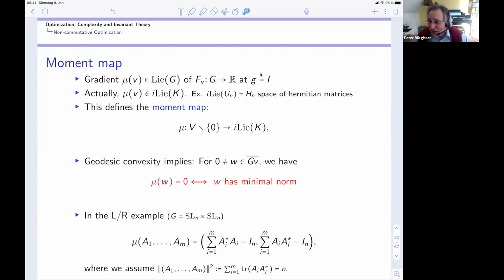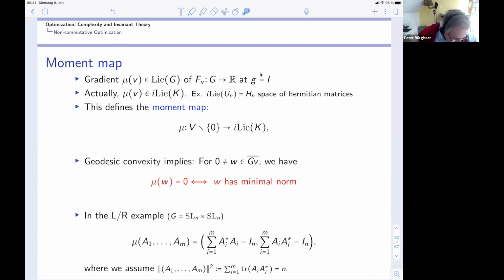Now if you know calculus, computer scientists maybe don't like it so much, but nowadays they should maybe start to like it. Let me just calculate this gradient, and here it is. So in the left-right example, my object is mu A1 to AM, and I compute this thing. So what do I get? I get a pair of Hermitian matrices, actually of trace 0, because I have SLN, under some normalization condition. It's like taking sums of squares in two different ways. You believe me, you see that this is in principle something quite concrete.